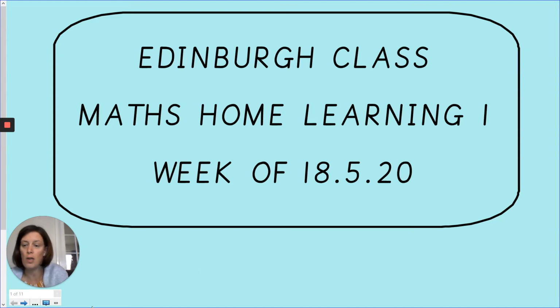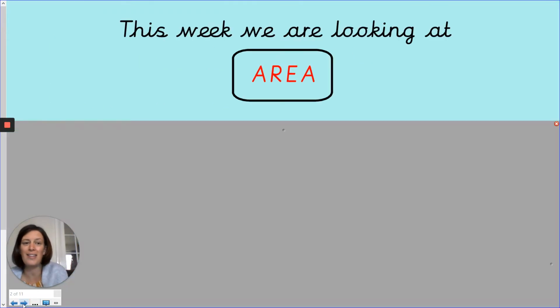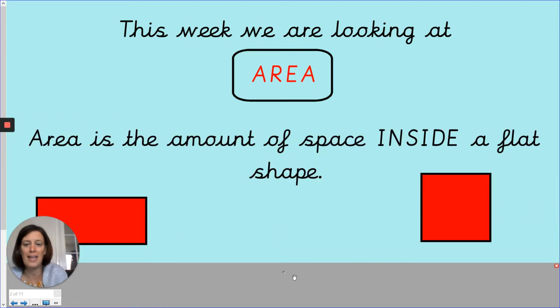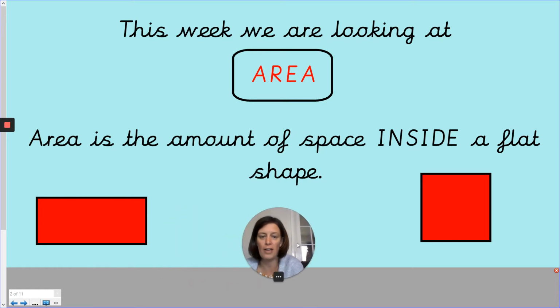So this week we're going to be having a look at area. Last week we looked at perimeter, the distance around the outside of a shape. This week we're going to be looking at area. So we've looked at area before. Area is the amount of space inside a flat shape. Now we usually look at it in squares and rectangles, or sometimes rectilinear shapes. So the amount of space inside a flat shape.